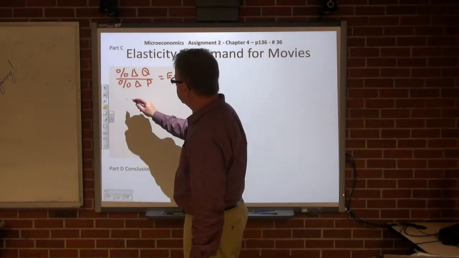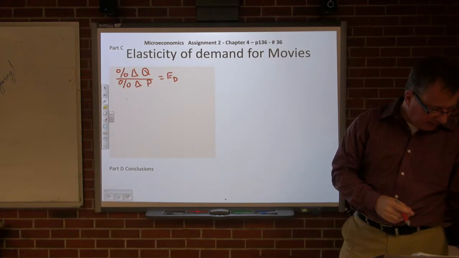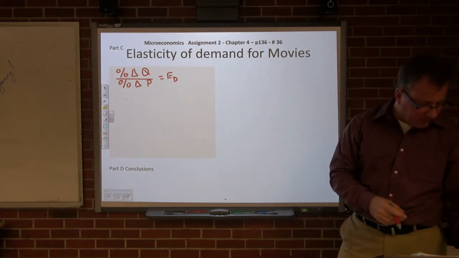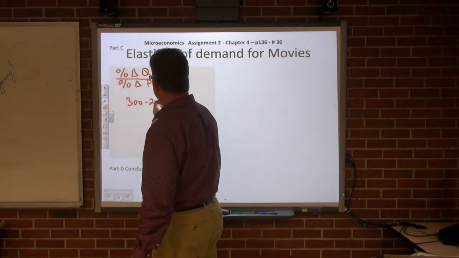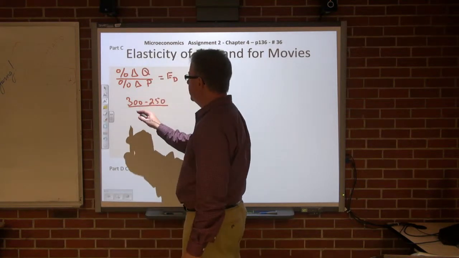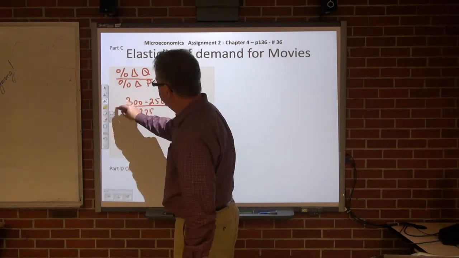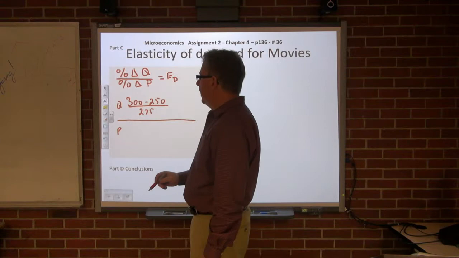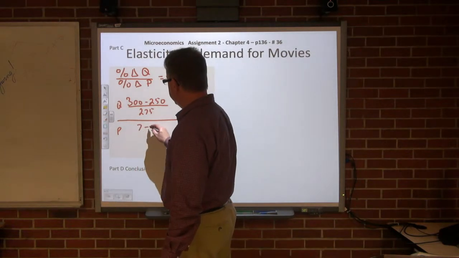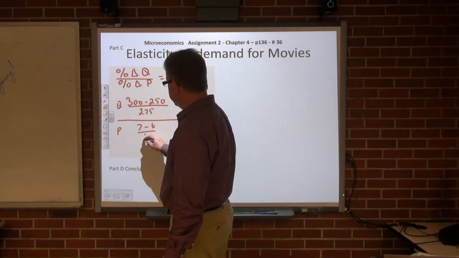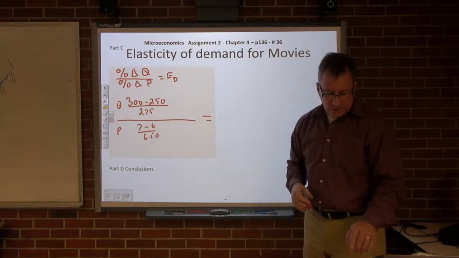So from $6 to $7, what we've got to look at is what is the change in quantity from $6 to $7. So if we read that off the table, from $6 to $7, the quantity went from 300 to 250. So we'll take 300 minus 250, divided by the average between the two, which is 275. And that's our quantity information. And our price information, well, our price again, it went from 6 to 7. So I'm going to put the 7 minus 6 over the average between 7 and 6, which is 6.5.